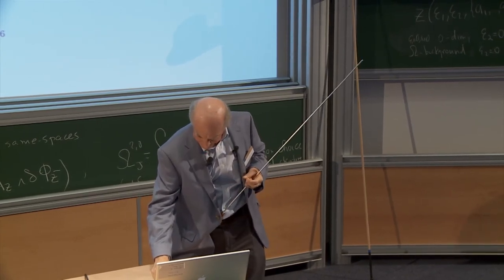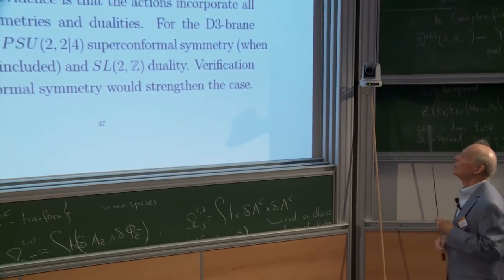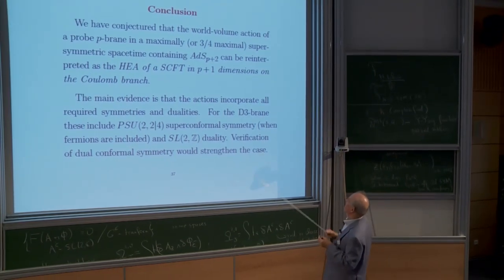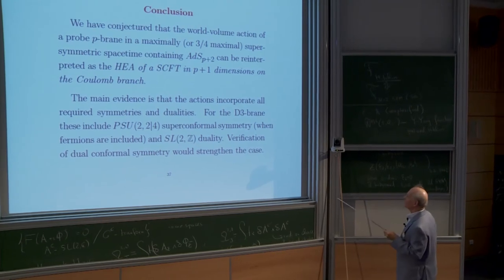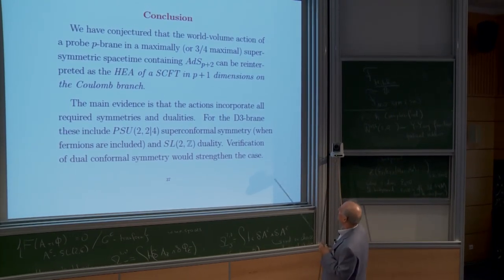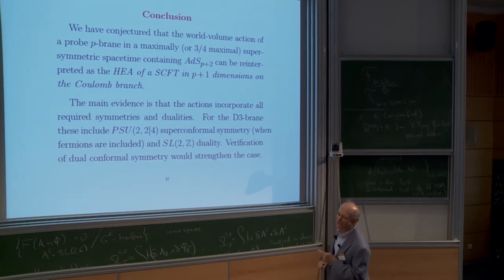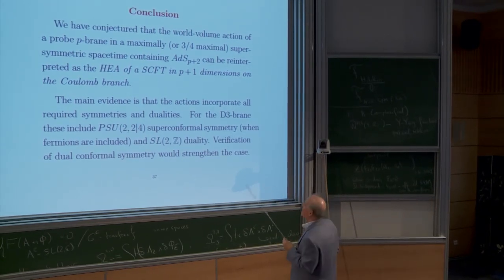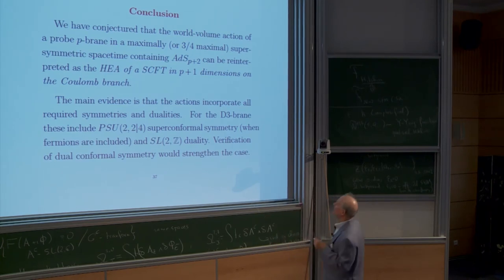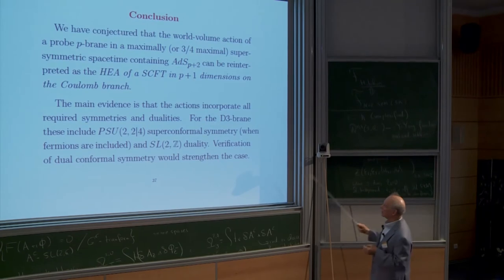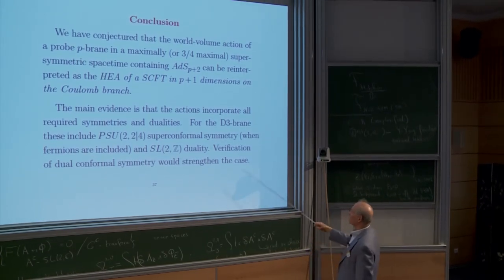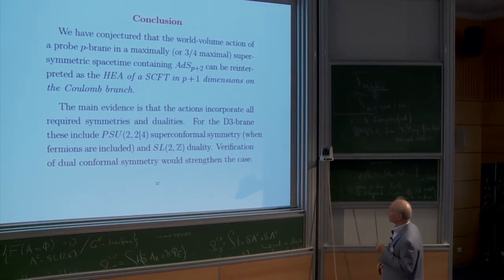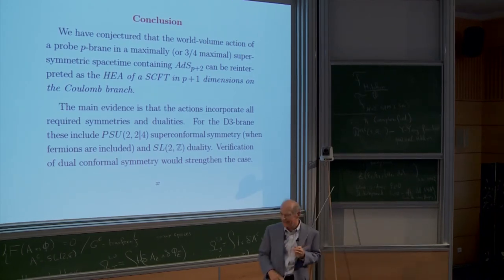So I can conclude by saying we've conjectured that the world volume action of a probe brane in a maximally supersymmetric or three-quarters maximally supersymmetric spacetime with anti-de Sitter can be reinterpreted as what I'm calling a highly effective action of a superconformal field theory in p plus 1 dimensions on the Coulomb branch. The main evidence is that the actions incorporate all the required symmetries and dualities, which in the case of the D3 brane are this superconformal group, when the fermions are included, and the SL2Z duality. And verification of dual conformal symmetry would strengthen the case. So I'll stop there. Thank you.